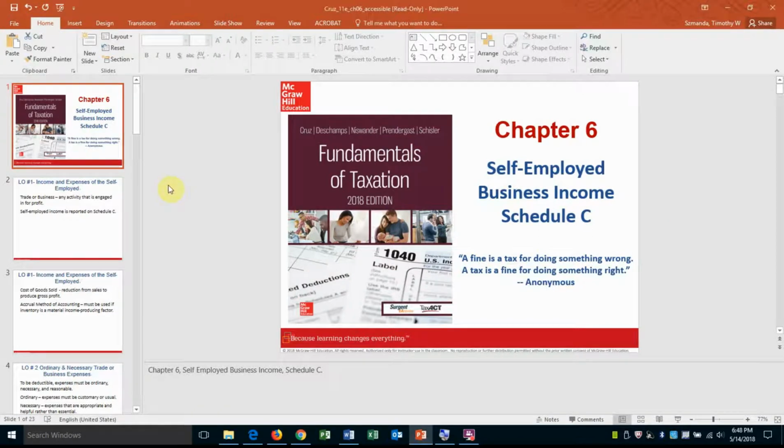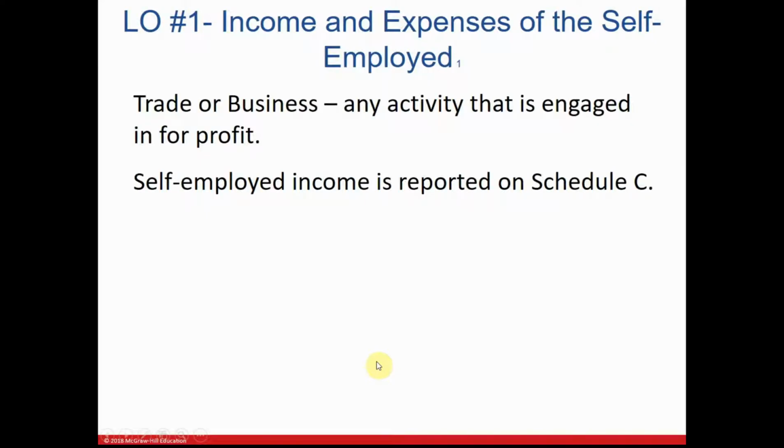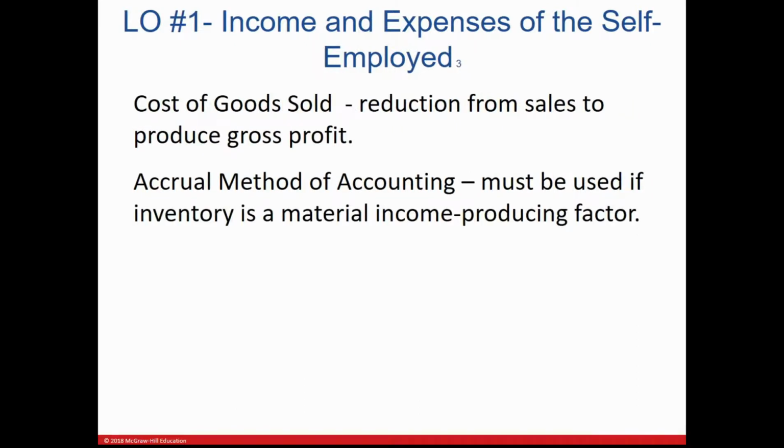Chapter 6, we take a look at self-employment business income, and the emphasis of this chapter is on Schedule C, which is found on page 1 of Form 1040. So the take on this chapter is a little bit different than what we've studied so far in the previous chapters. But the businesses that we're referring to, or trades, are activities engaged in for a profit, and these are by non-corporations. So these businesses are non-C corporations.